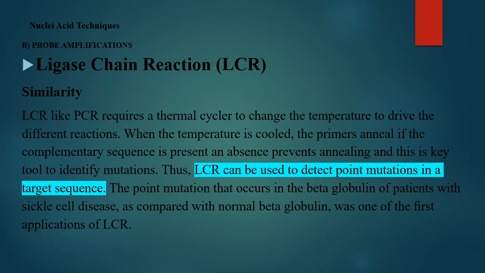If there are mutations in structure, then this is a key step to identify that. So LCR can be used to detect point mutations in a target sequence. The point mutation that occurs in the beta globulin of patients with sickle cell disease, as compared with normal beta globulin, was the first application of the LCR. So it was first used to determine the changes in the beta globulin of sickle cell patients.